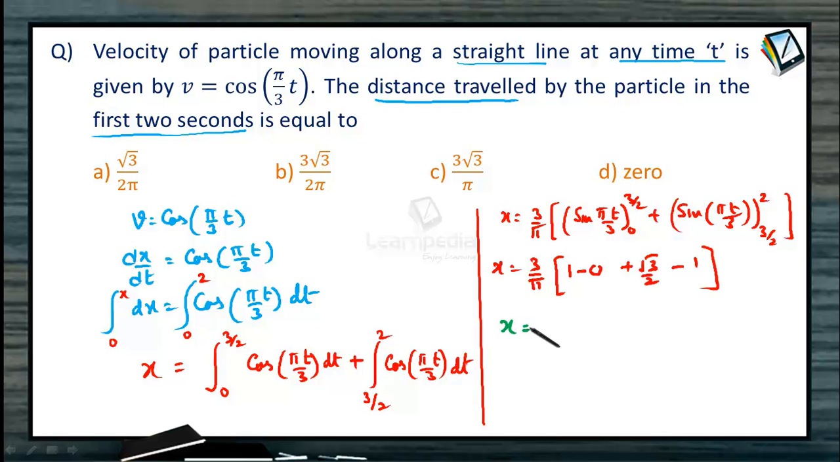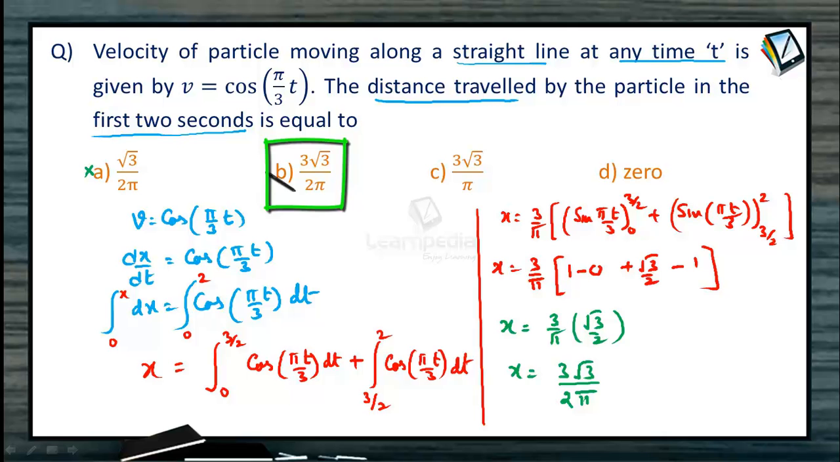So what you get? x is equal to (3/π) into √3/2. Or in this form if you want to write it, x is equal to 3√3/2π. So √3/2π is a wrong answer. 3√3/2π is the correct option. 3√3/π is a wrong answer. 0 is a wrong answer. So the correct option will be option B.